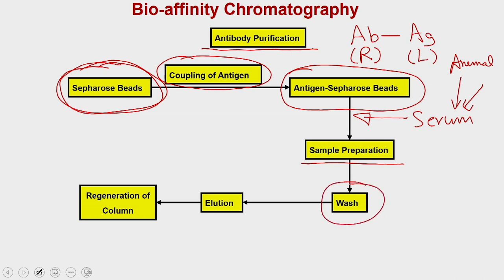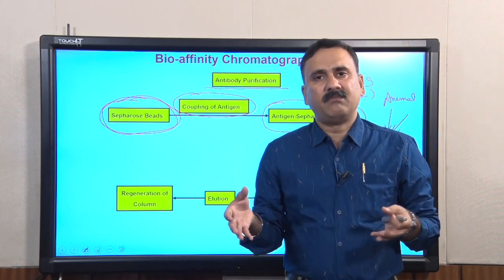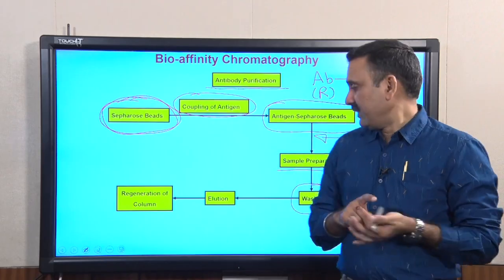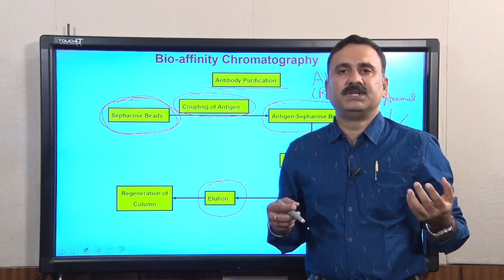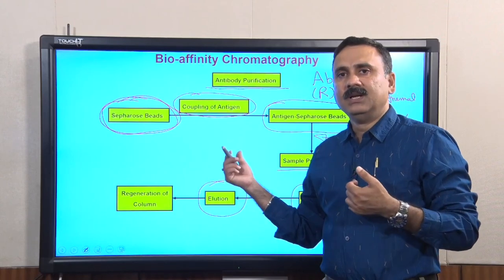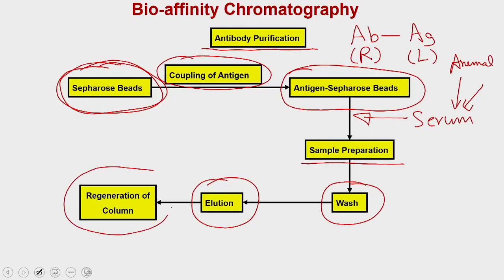That washing step is going to remove the non-specific material, which means you are going to wash with a high salt concentration so that you are going to remove the non-specific proteins which are present in the serum or the hybridoma culture supernatant, and that's how you are going to get rid of most of the protein. Now what you have left is the antibodies which are bound to the antigen which is coupled to the beads. Now what you are going to do, you are going to do an elution. So for elution, there are multiple approaches or multiple choices to elute the antibodies from the antigen, and once you are done with the purification, then you have to regenerate the column.